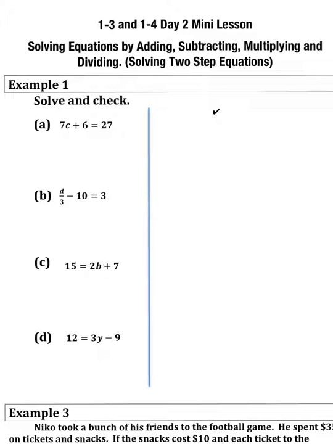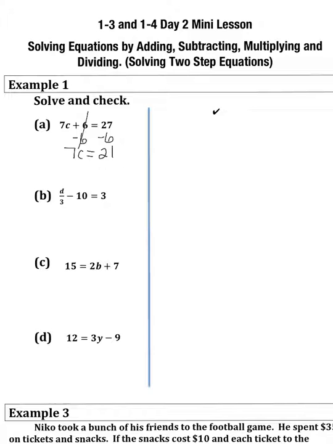We'll take a look at example 1a, 7c plus 6 equals 27. When isolating the variable, we always want to start with a step that is not attached to our variable term. In this case, that would be the plus 6. So we will actually subtract 6 from both sides, which is the inverse operation of addition. And that will cancel the plus 6 on the left-hand side. Now we'll be left with 7c is equal to 21.